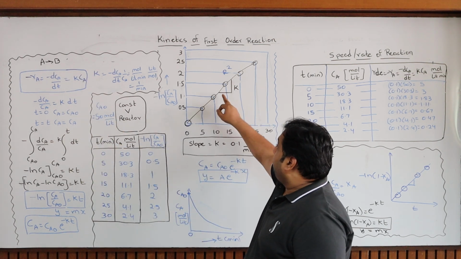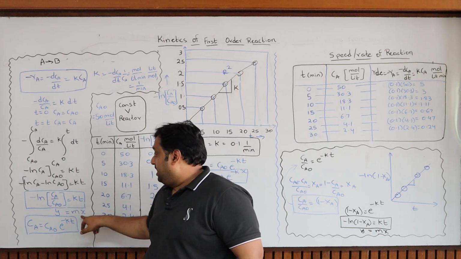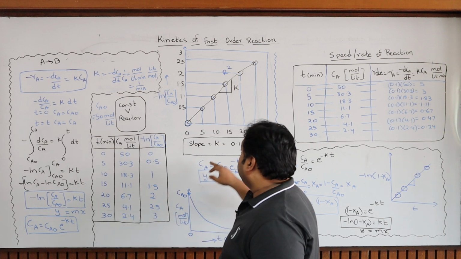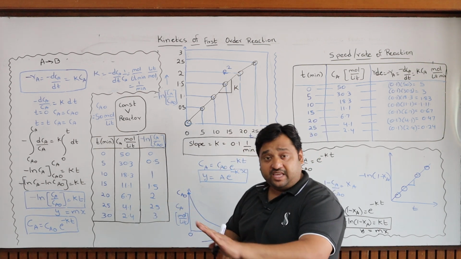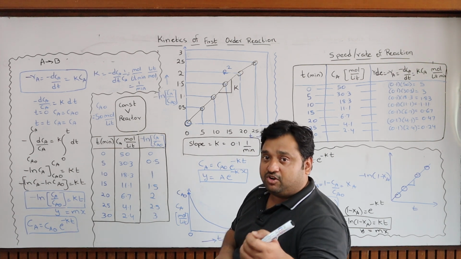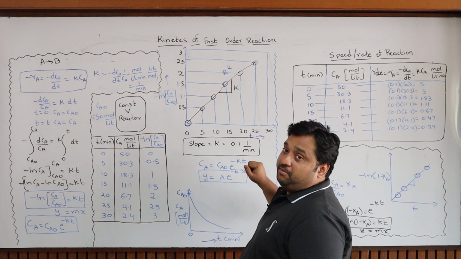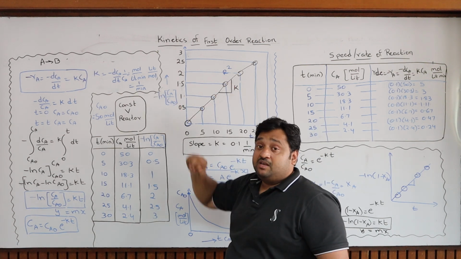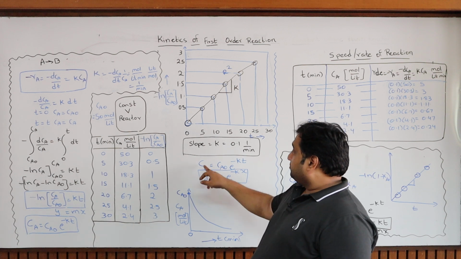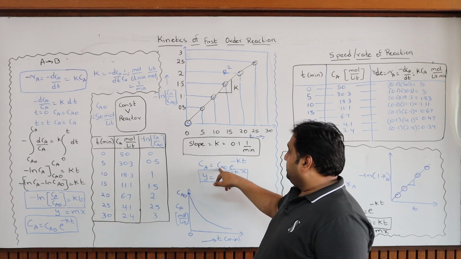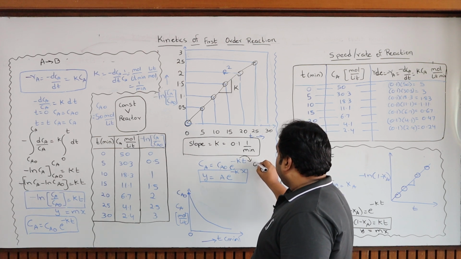Okay. Then whatever the slope, y equal to m into x, y is this, x is time, and k is nothing but the slope of the equation. The slope of the equation is nothing but the first order rate constant, that is 0.1 per minute. The unit of the rate constant is per minute. And now, Ca is equal to Ca0 into e power minus kt. I have already found what k is, it is 0.1.